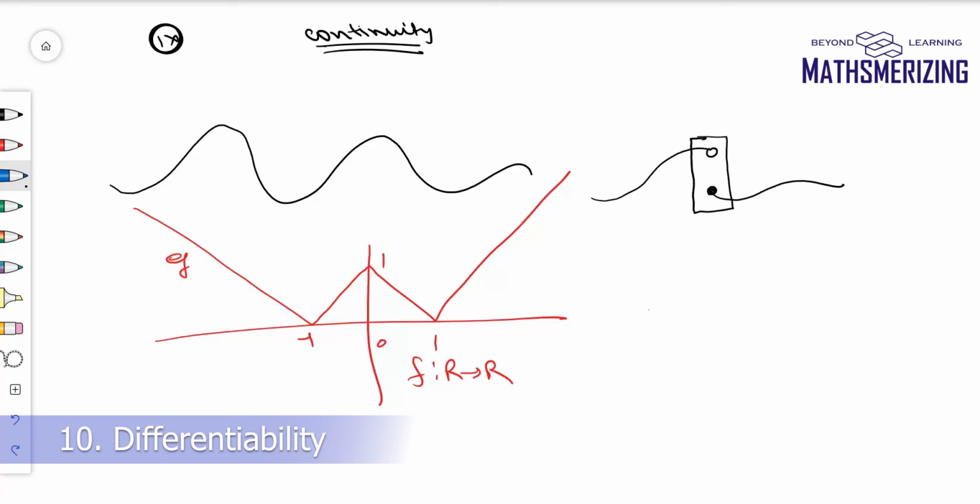Now I need to know whether this function is a continuous function or a discontinuous function. So if I try to draw this graph again, I don't need to lift my pen, right? So that means I'll say this function is continuous for all real numbers. So this is continuous for all x belongs to R.